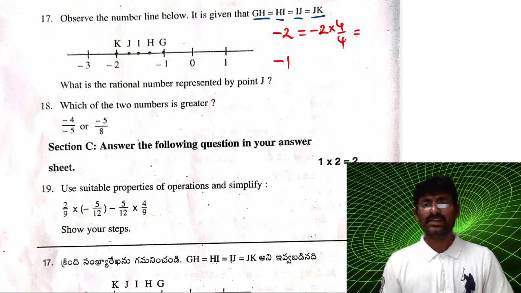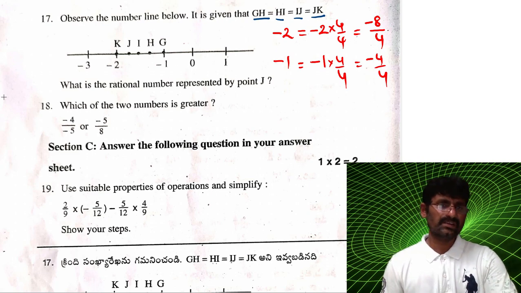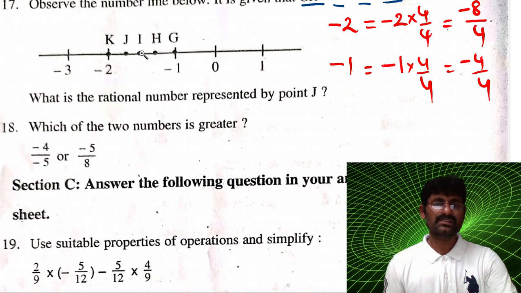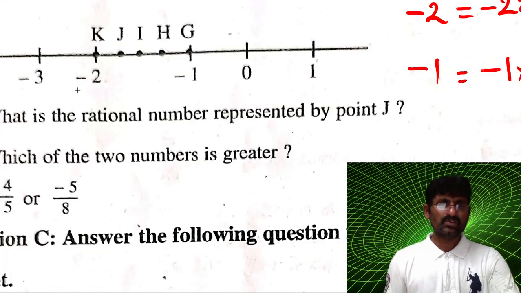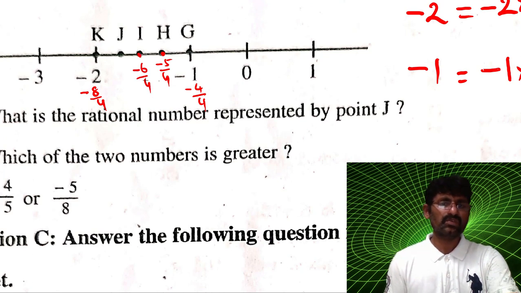So this is equal to -2 times 4, which is -8, so -8 by 4. Then -1 is equal to -1 times 4 by 4, which is -4 by 4. Now observe here. Let me zoom it. So -2 can be written as -8 by 4 and -1 can be written as -4 by 4. After -4 by 4, this point will be -5 by 4, this point will be -6 by 4 and this point will be -7 by 4.